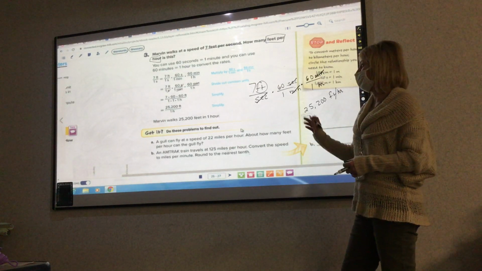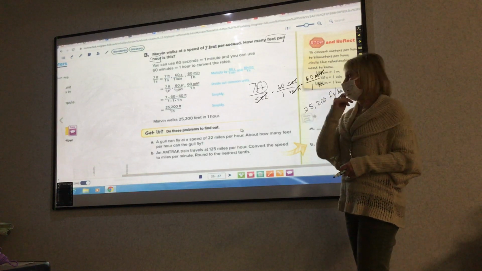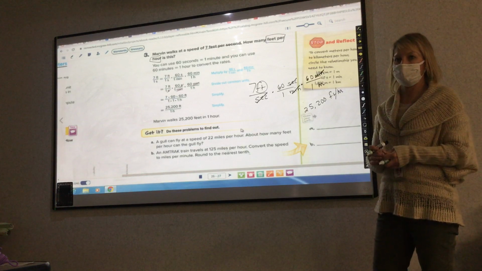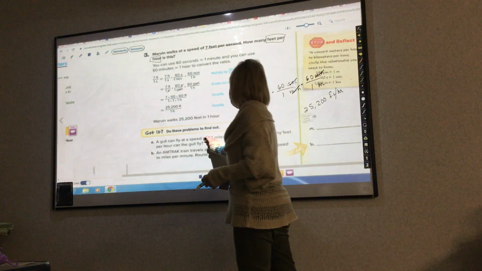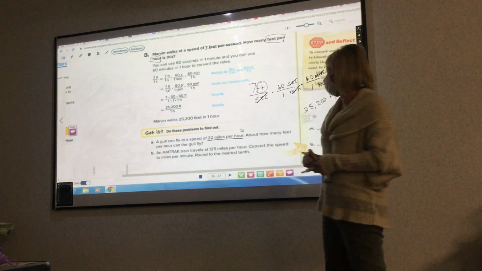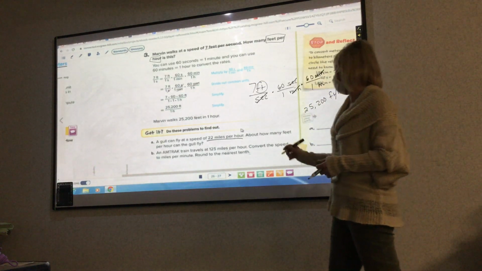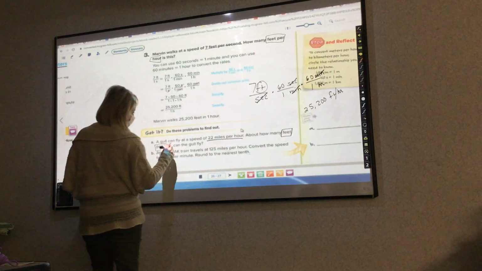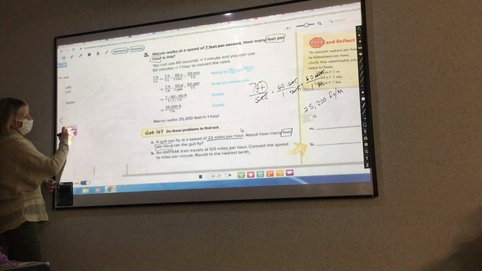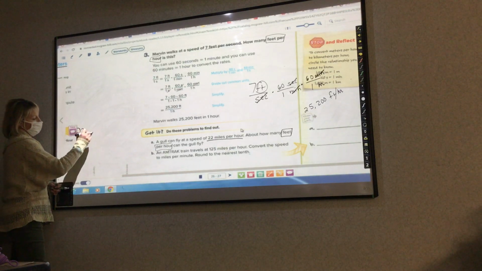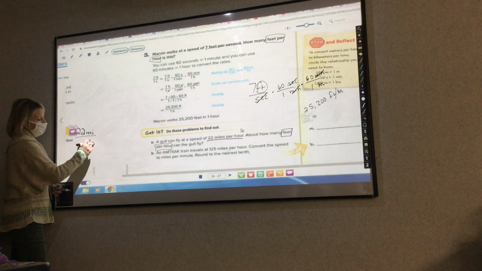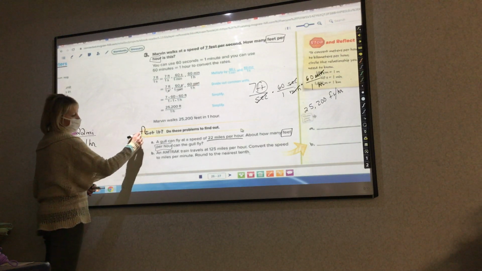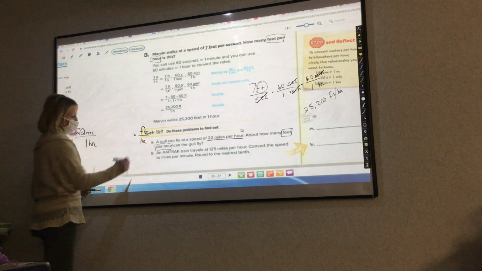Now we've got some that don't give us the answer. A gull can fly at a speed of 22 miles per hour. What should I do with that? Underline it, 22 miles per hour. About how many feet per hour can the gull fly? Put a box around feet per hour. Show me what I'm starting with: 22 miles in 1 hour, and I'm going to feet per hour.